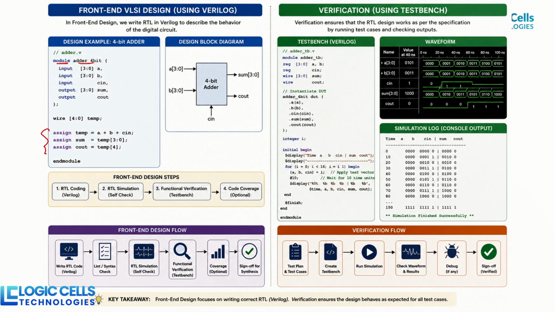You have written temp equal to a plus b plus c in for addition, and assign sum equal to temp[3:0], and cout equal to temp[4]. An extra bit will be generated by this adder and given to cout. Don't worry about this much now. Let's look at a very simple design later and come back to this adder. Now you can look at the verification of this. This is your design code.